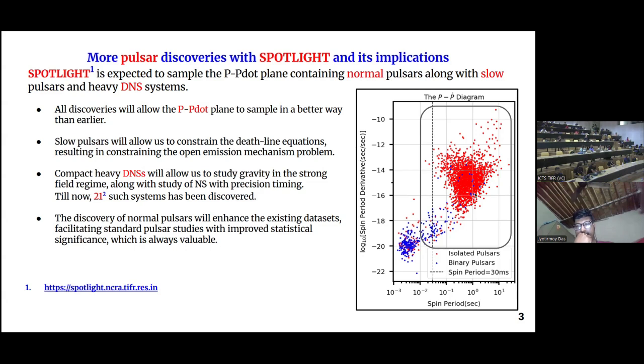So from around 10 millisecond to around tens of seconds. This space will include mostly the normal pulsars, along with the possibility of finding double neutron star systems. Those systems will help us probe the gravitational effects and so on. Till now there are around 21 double neutron star systems. If we can find more such systems, we will be able to test gravity and do relativistic effect studies in a better parameter space. And overall, if we detect more pulsars, we'll be able to fill up the space better.